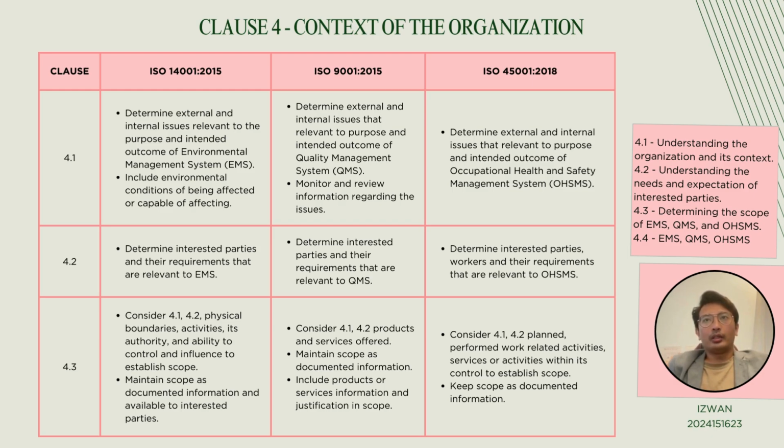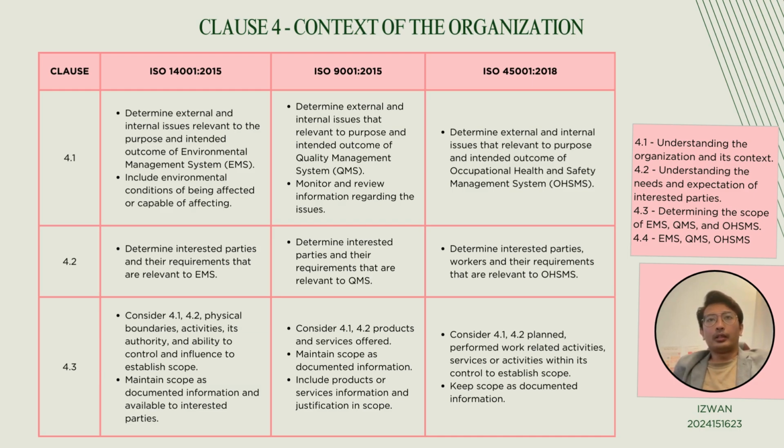ISO 9001: determine external and internal issues that are relevant to the purpose and intended outcome of the QMS, and monitor and review information regarding the issues. ISO 45001: determine external and internal issues that are relevant to the purpose and intended outcome of the OHSMS. Next we go to clause 4.2, understanding the needs and aspirations of interested parties.